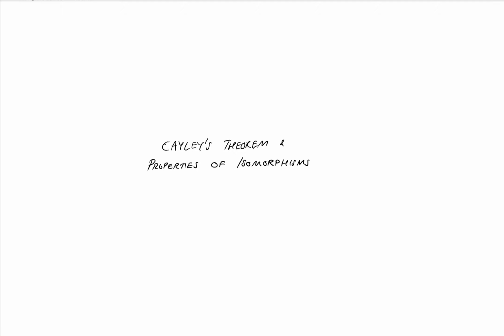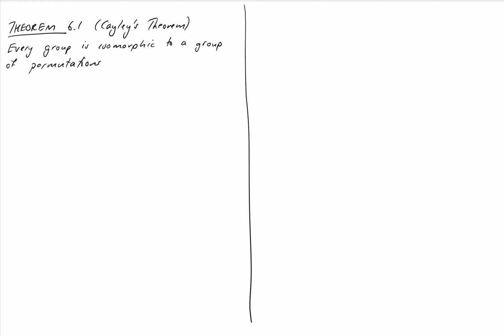So that's quite big. So we're going to state and prove Cayley's theorem in this one, and then we're going to look at some properties of isomorphisms that hold true for all isomorphisms. Right, so here's the theorem, and it's a very easy one to state. It simply says that every group is isomorphic to a group of permutations.